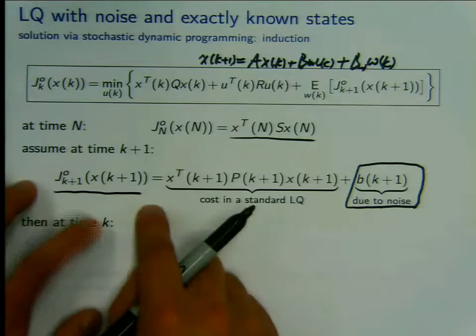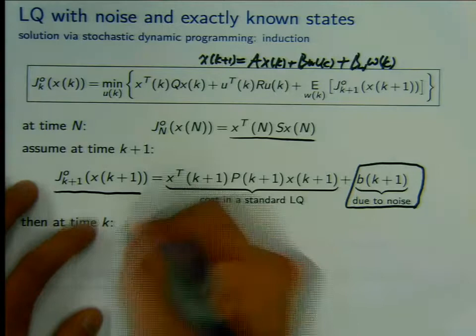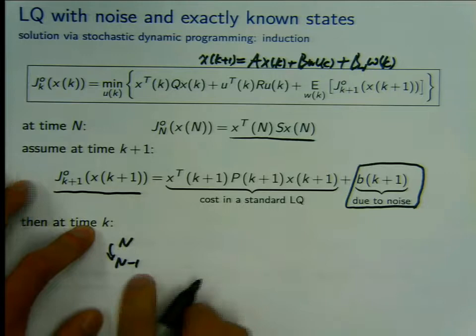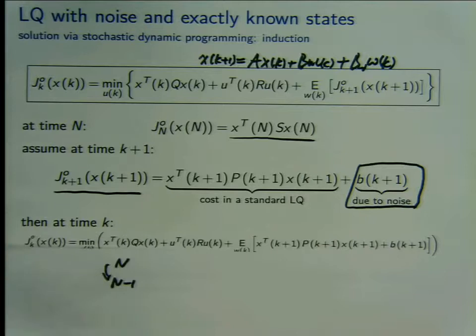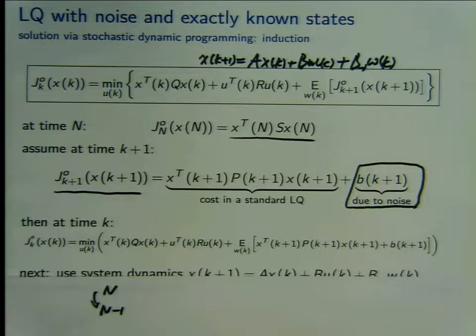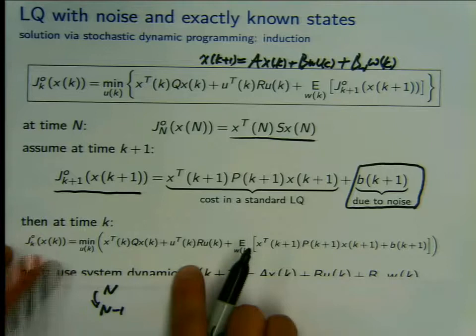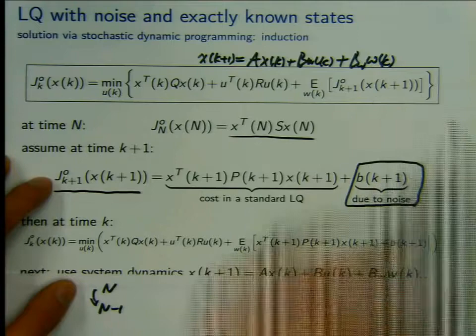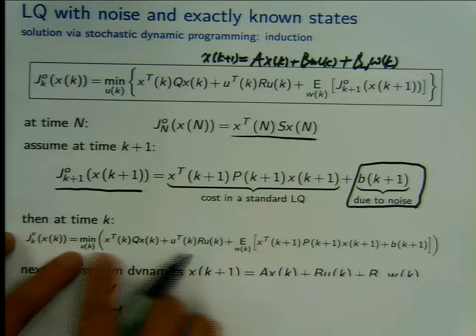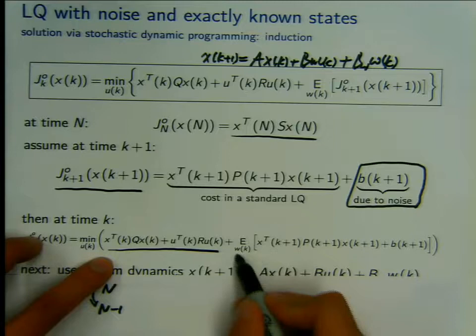This is after we know how to do dynamic programming. But if we start from initially, we have to go from time n to time n minus 1, and over there you can find this structure here. Now, this might be a little bit too small. So then at time k, the optimal cost to go, use this equation here. Substitute this cost over here. Then I can express the optimal cost to go at time k, which is going to be the cost at time k plus the optimal cost at time k plus 1.